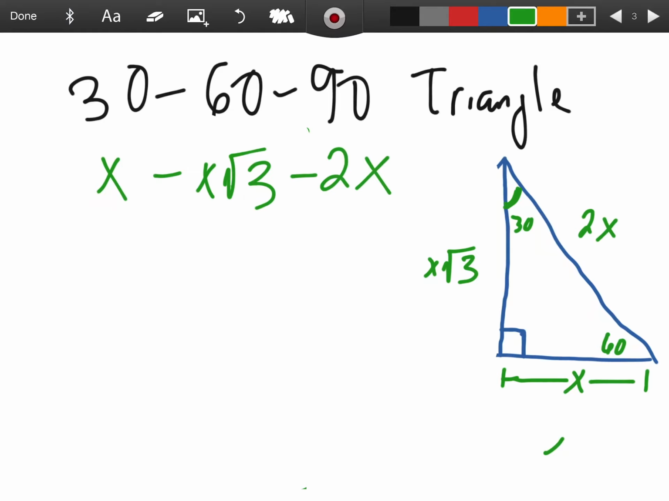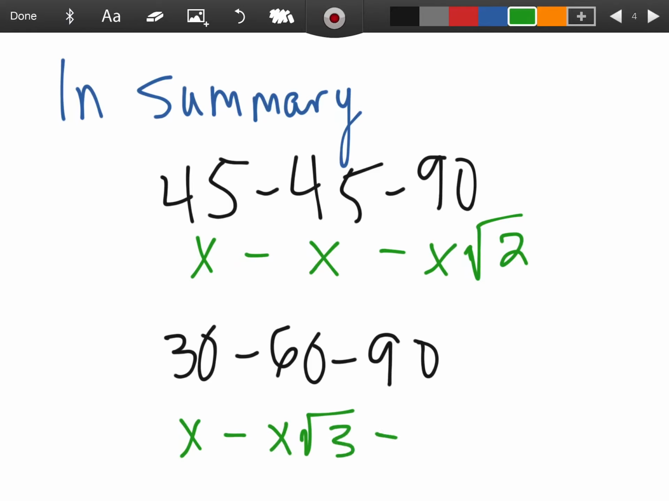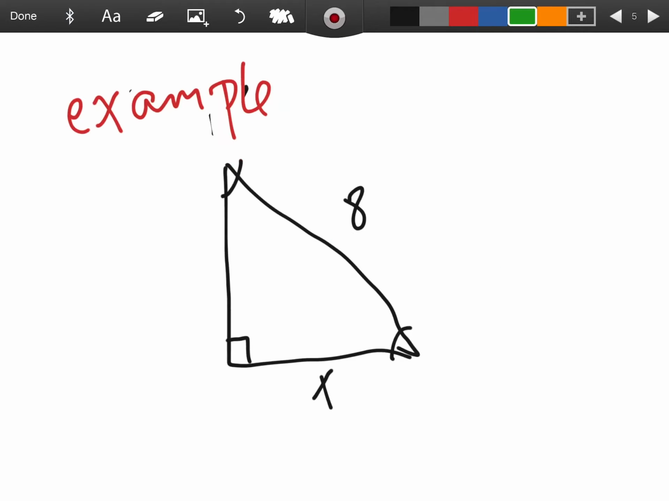X root 3, 2x. All right, in summary, of course, we got our 45, 45, 90. We've got x root 2. And our 30, 60, 90, we've got x, x root 3, 2x. All right, this should help you. You should have this. Let's use that for this problem.